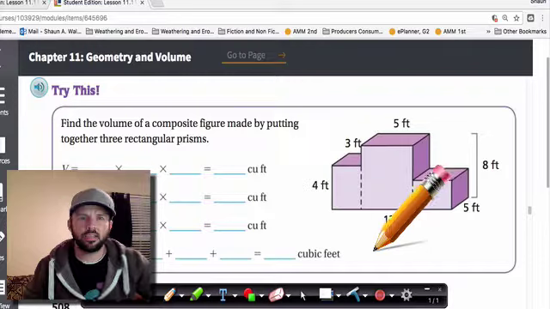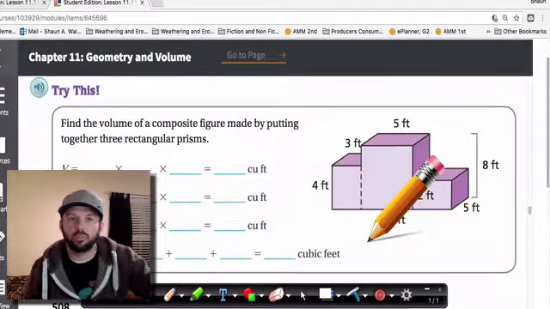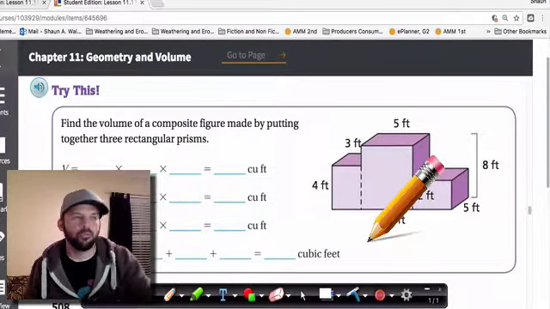Okay, so let's take a look at another example. And again, this is a virtual piece of paper, but this is like a two-dimensional shape here that we could look at and be able to see what's going on and find the volume of these combined figures. So here I have a combined figure. It has three different rectangular prisms attached to it, right? It's made up of three different rectangular prisms.